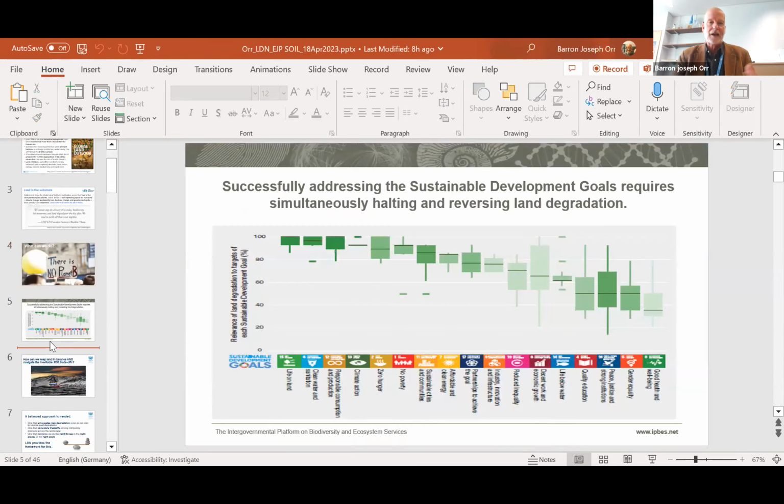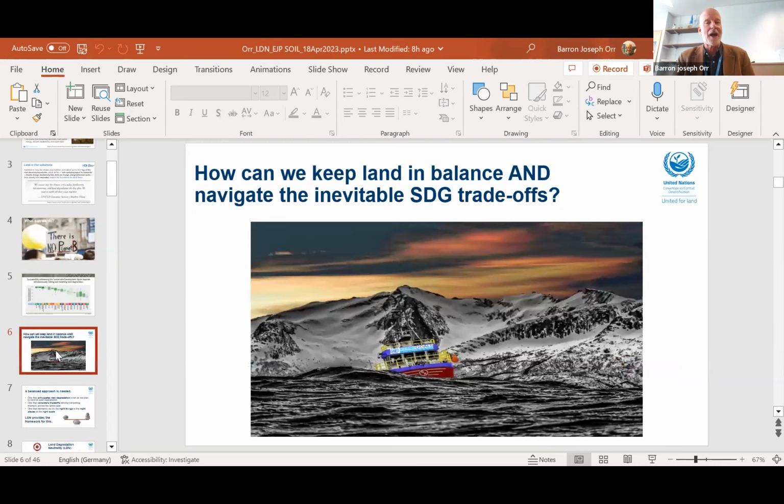They touch on all 17 SDGs. So do the trade-offs, and therefore so does the competition for land. So how do we navigate this? How do we keep land in balance? Well, we can't do it the old way. The old way was to go out and fix land degradation where we saw it and try to prevent it where it wasn't occurring through conservation.